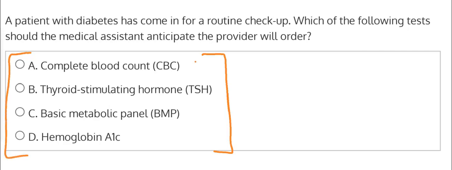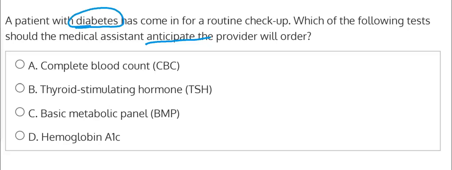You'll have your CBC, that would be your most basic one, and then we move into our thyroid hormone test, our basic metabolic panel, our hemoglobin A1C. So if these were all common blood tests that we would see on a well visit, how do we know which one this question is wanting us to anticipate? And if we look back at the question, we see that this patient is a patient with diabetes. So what this question is testing for you is which one is related to diabetes.